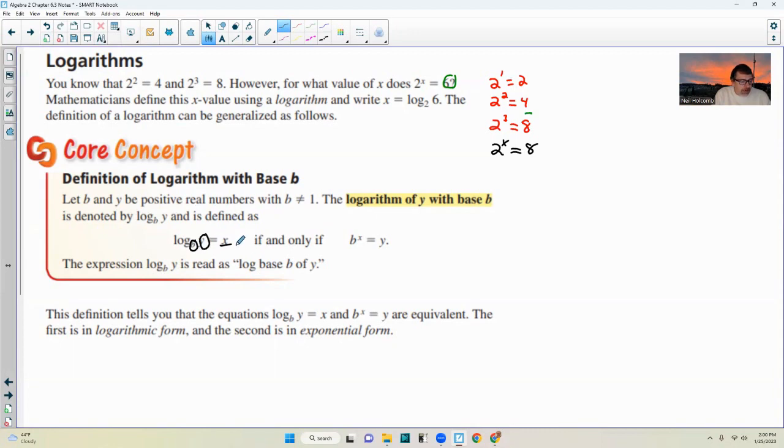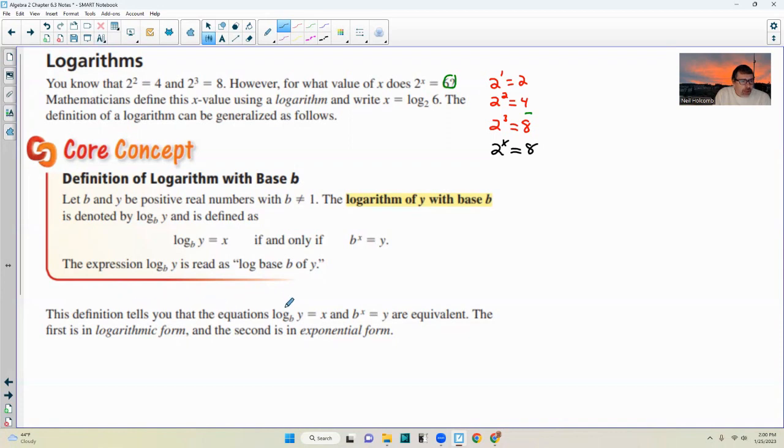Okay, this is going to take a little bit of practice, but it's actually not too bad if you understand the foundation of the chapter section and this one in particular. If you can understand this chapter section, logarithms should be much easier for you. The expression log base b of y is read as log base b of y, as I've been saying.